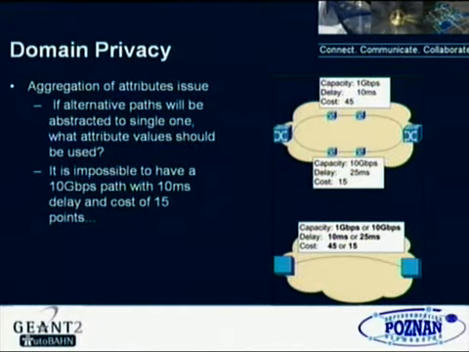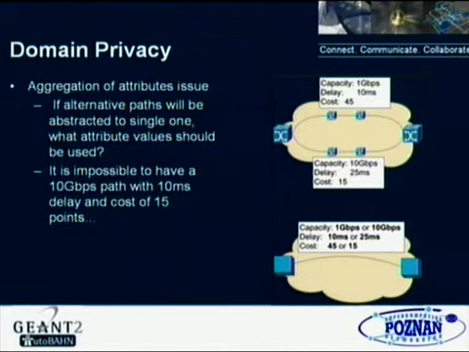Because if you take, for example, the best of each, this link is 10 gigabit per second, it has a low delay of 10 milliseconds and costs only 15. The pathfinder will try to use it believing that these parameters are available. In fact, it's impossible to build a path of 10 gigabits per second with such cost and delay, because the real topology is totally different.